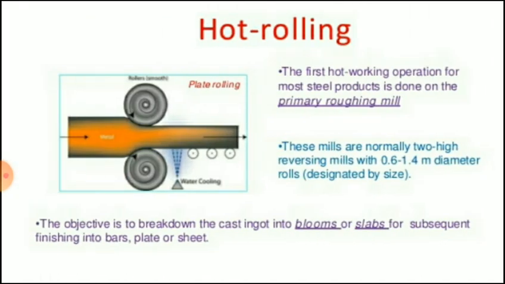So this is hot rolling. The material is heated above recrystallization temperature. The objective is to break down the cast ingot into blooms or slabs for subsequent finishing into bars, plates and sheets. In short, the bars, plates and sheets are made from the blooms and slabs, which are hot rolled from the initial basic material.